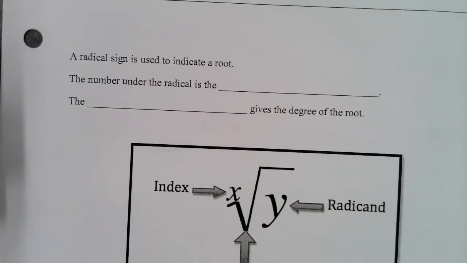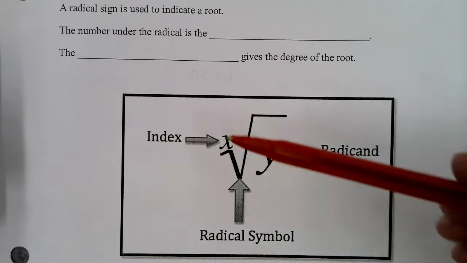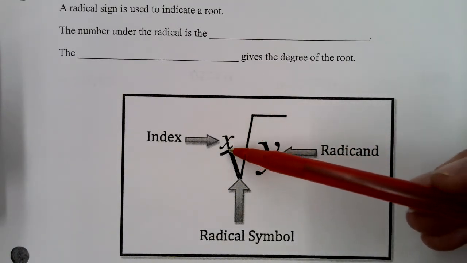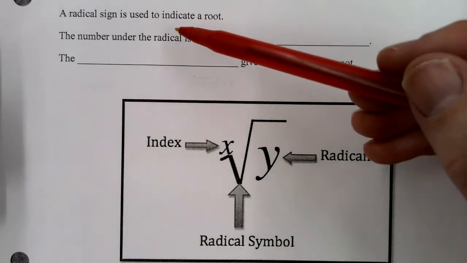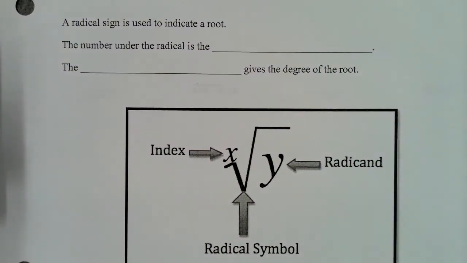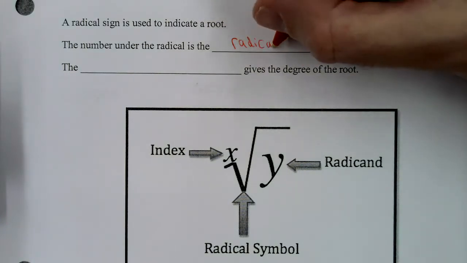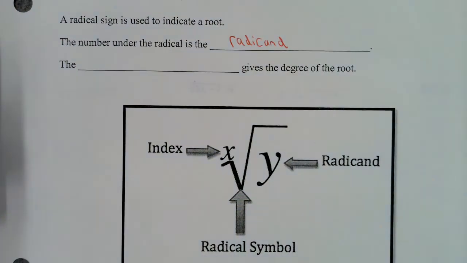A little bit more terminology. A radical sign, which is right here. Okay, this is the radical sign. A radical sign is used to indicate a root. The number under the radical is called the radicand, which is labeled below.